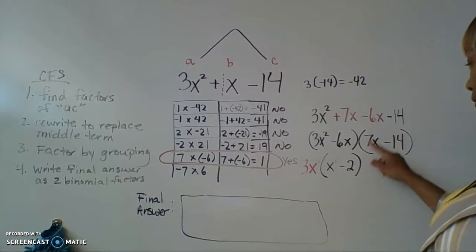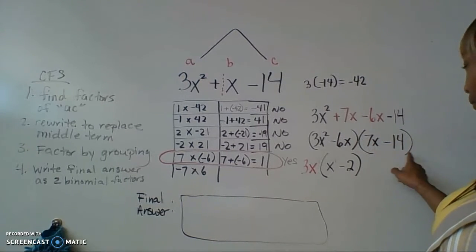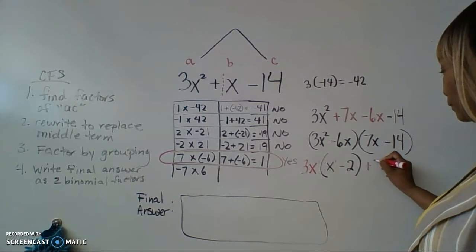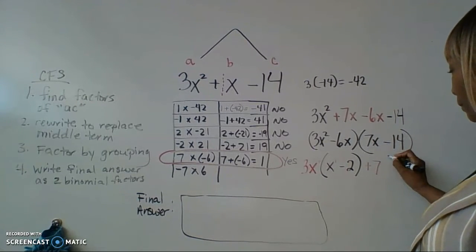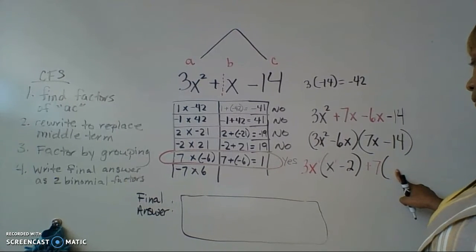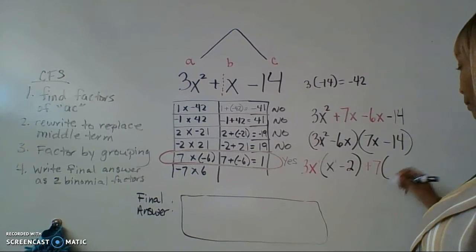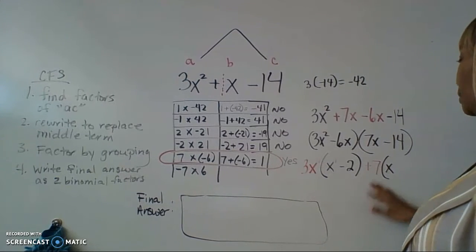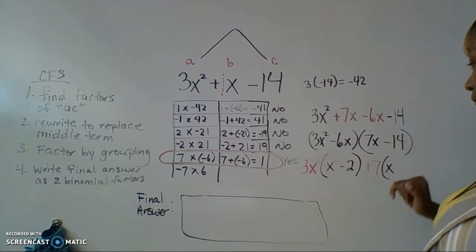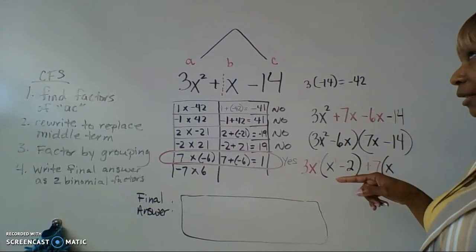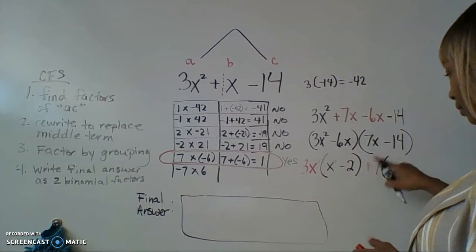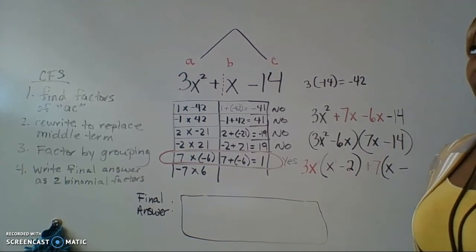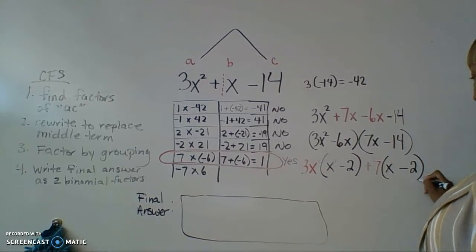What do these two have in common? They don't have a letter, but they do have a number in common. That number would be a positive 7. Now I open up my parentheses and say positive 7 times what will give me back 7x? Well, that would be x. 7 times x equals 7x. Positive 7 times what will give me a negative 14? Well, I know a positive times a negative will give me back a negative. So this is positive, so this answer inside has to be negative. 7 times what gives you 14? That would be 2. Close the parentheses.